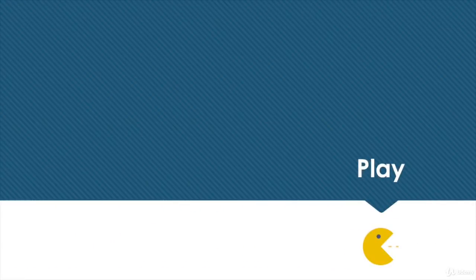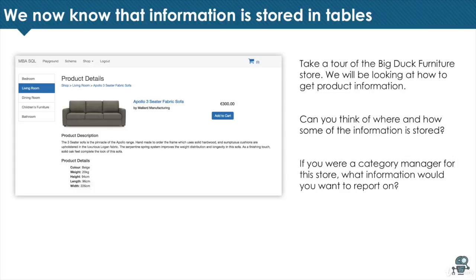Let's now take a tour of Big Duck Furniture. Can you think of a few ways of how the data might be stored? If you were a category manager, what information might you be interested in? If it were me, I'd be interested in knowing what products I have on offer. Or maybe I'd want to know what the average price is of all the products within a given category. Thinking about my customer, I might like to know what customers are looking at. What's my most popular product? What's my least popular product?